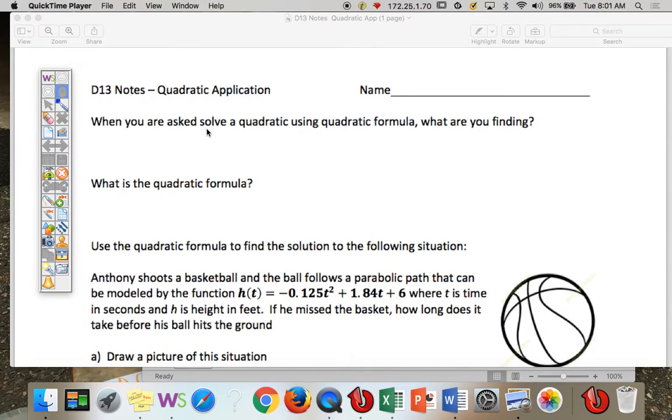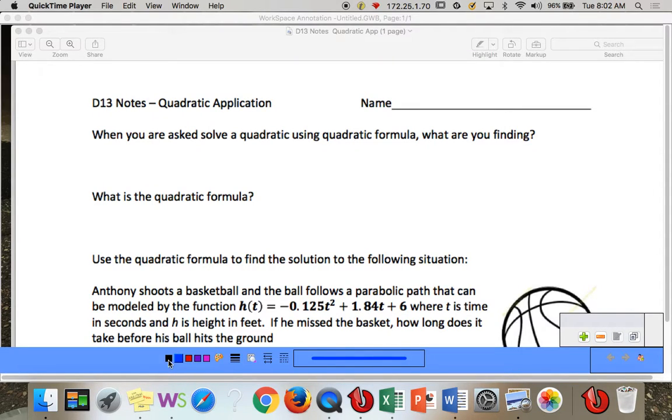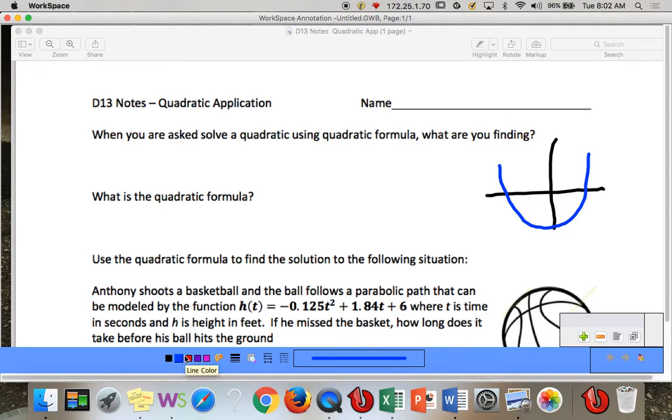When you're asked to solve a quadratic using the quadratic formula, what are you finding? So we've been studying quadratics for a while. You should know that when we are looking at quadratics, they can look something like this. They can be upside down. And what we're trying to find are the x-intercepts, where they cross the x-axis.